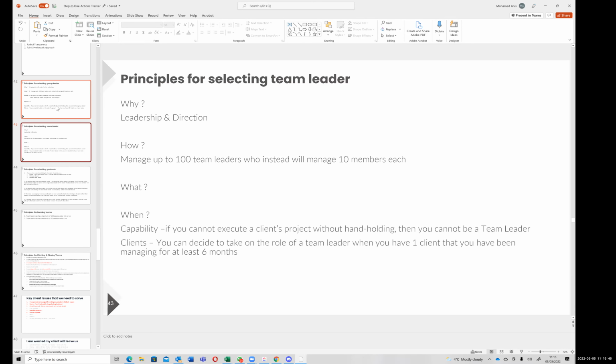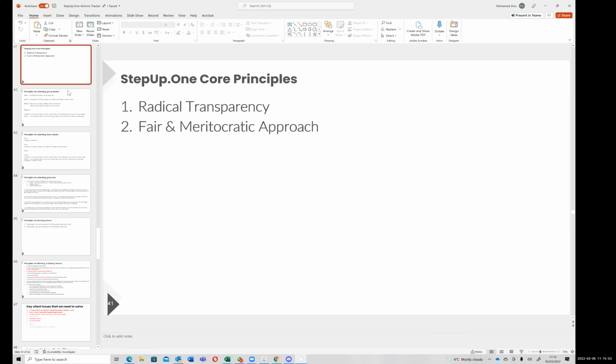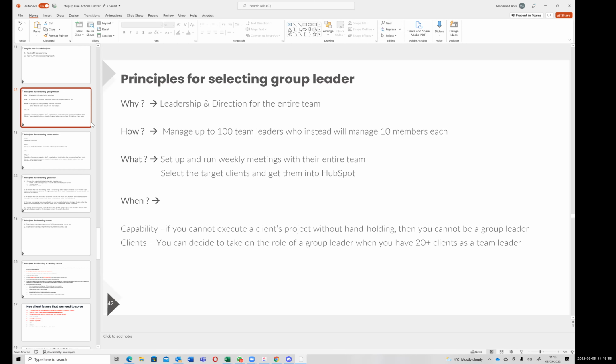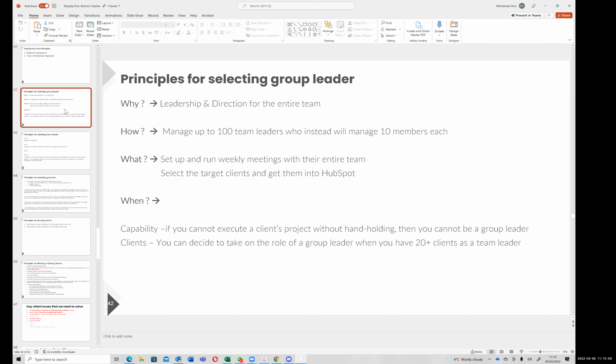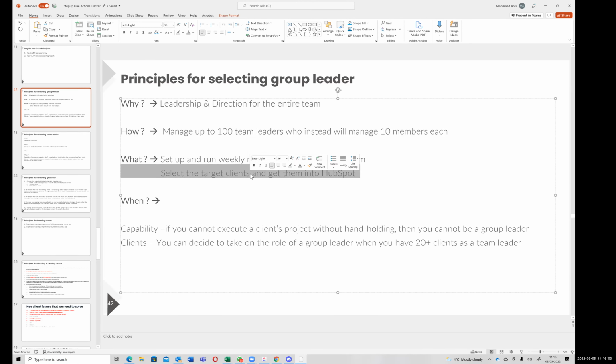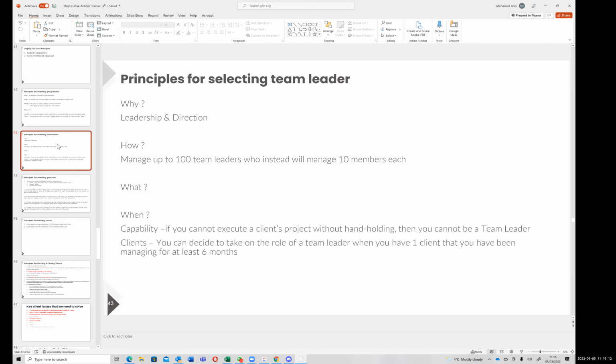And we have to be careful, right? If somebody wants to break away and leave, they have to be able to demonstrate that they can do this job themselves. They can't just leave at their own will and wish. They have to be able to demonstrate that they can select the target clients, get them into HubSpot, and do all these things. We'll give a list of things required in order to become a group leader, right?